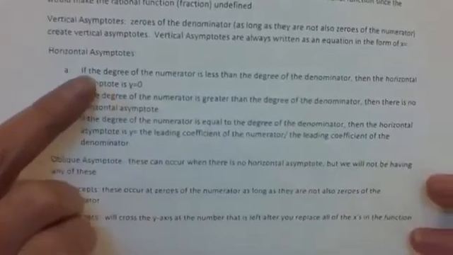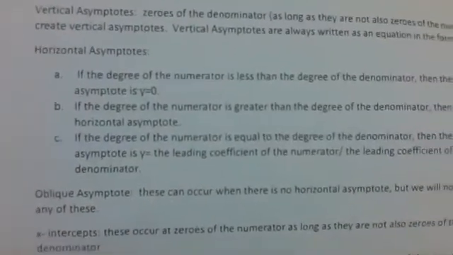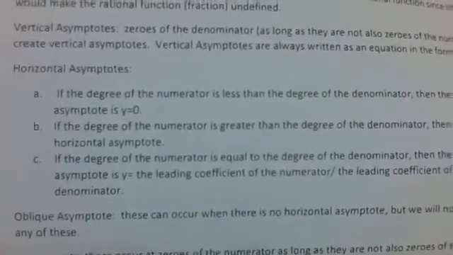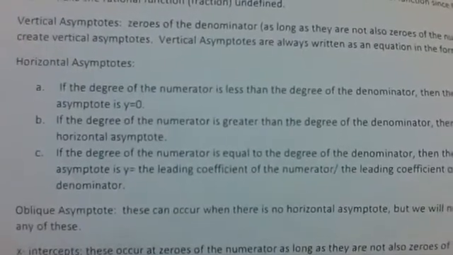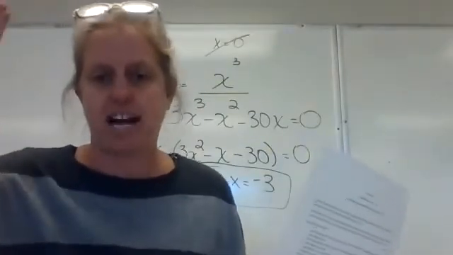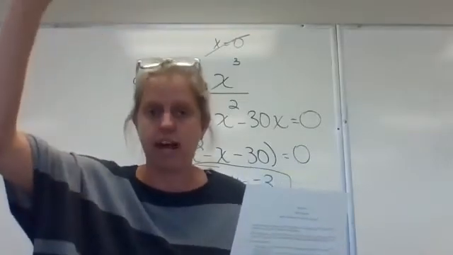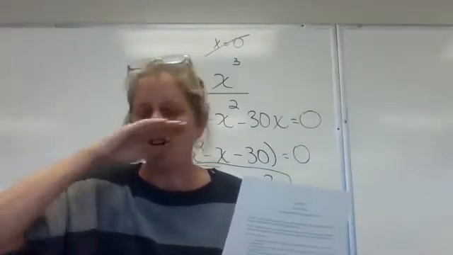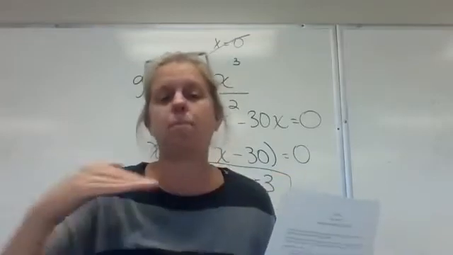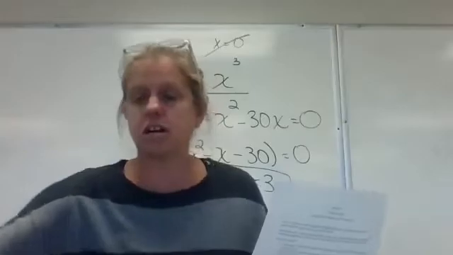What you're going to be doing to find horizontal asymptotes is comparing the degree of the numerator to the degree of the denominator. The degree is whatever the highest exponent is. So you look for the highest exponent in the top, and that'll be its degree. Then you look for the highest exponent in the bottom of the fraction, and that'll be its degree. And then you compare them.